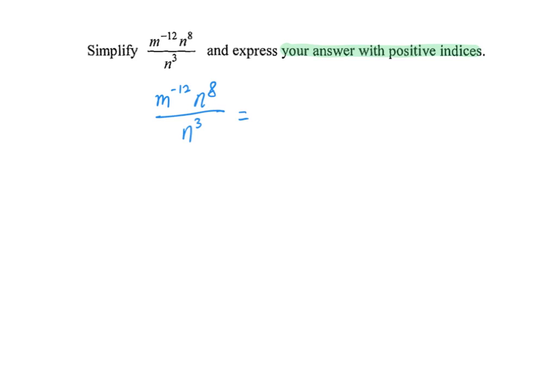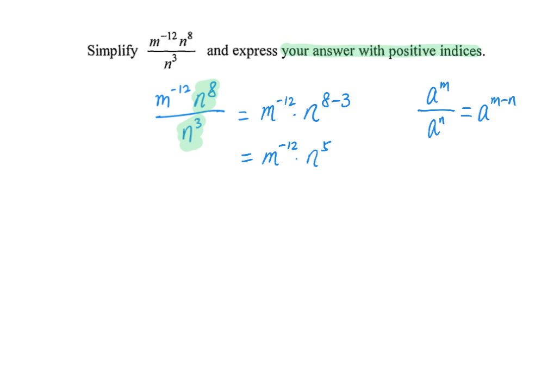First of all, we can see that n to the power 8 on the top and n to the power 3 at the bottom. We can apply the law a to the power m over a to the power n, which equals a to the power m minus n. So we can have m to the power negative 12, just copy it down, times n to the power 8 minus 3. Okay, same base, then we can combine the powers. So m to the power negative 12 times n to the power 5.